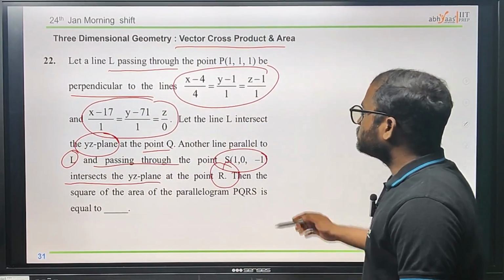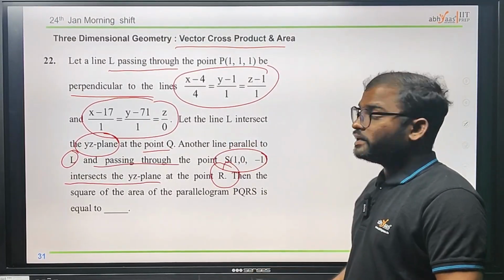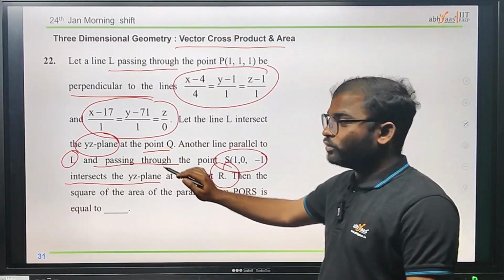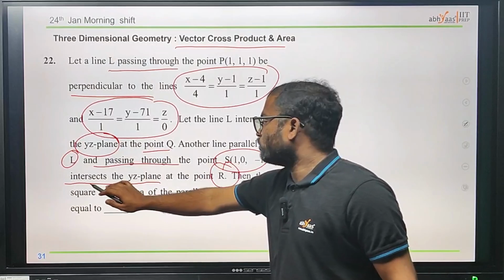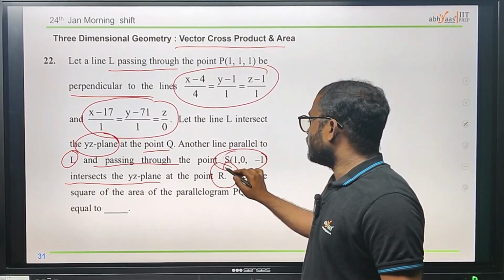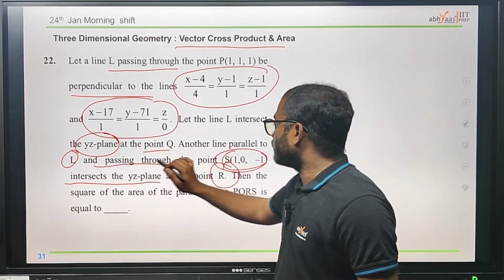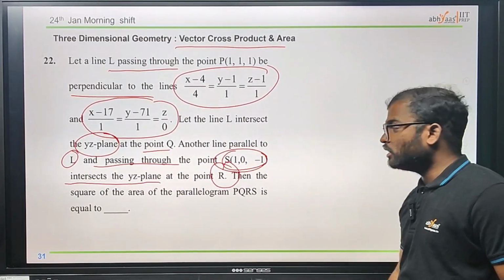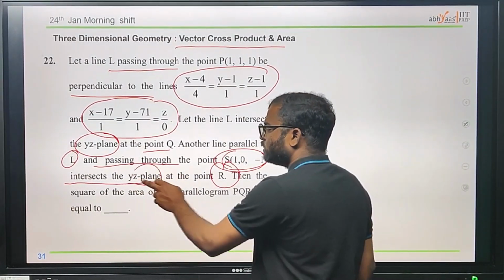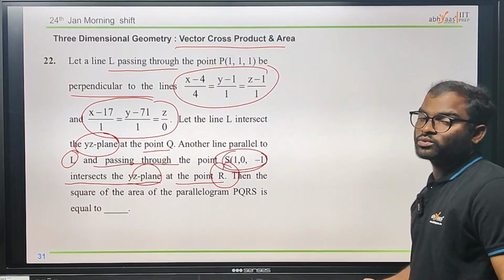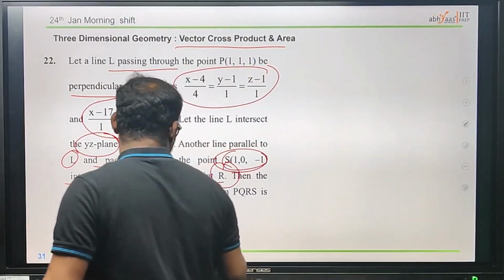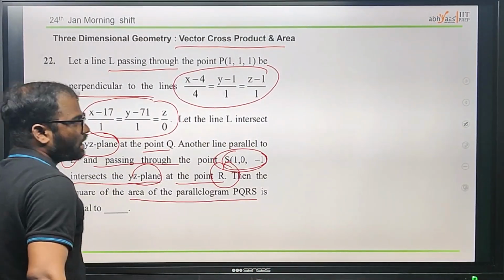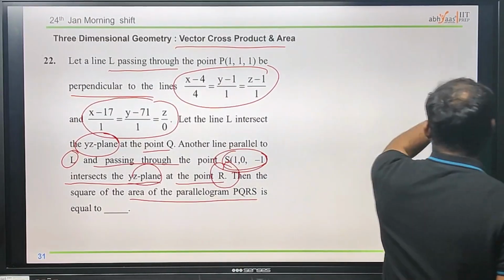See here, first it says let L intersect the YZ plane at the point Q, and then they have given the S point, and another line parallel to L which passes through the S point and also intersects the YZ plane at the point R. Then what is the square of the area of the parallelogram? By using the area of the parallelogram, we can easily solve this one.